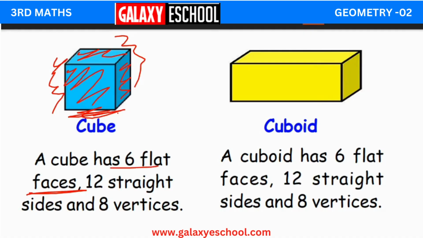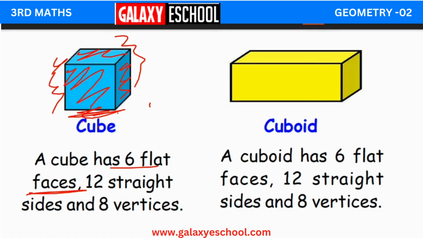Again, as I've said, to understand the faces, sides and vertices of solid shapes, take the objects that you have at your home. For example, you can take any box. Take the box and count the number of faces it has, count the number of lines it has, count the number of vertices it has. When you take such objects and count by yourself, children, it will be easier for you to understand the concept and also to remember.